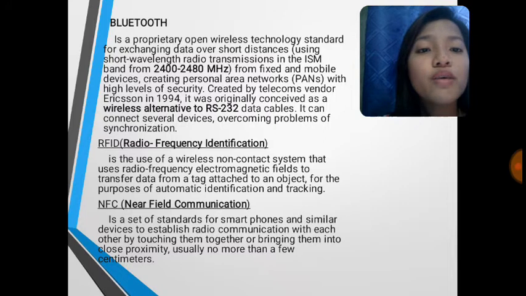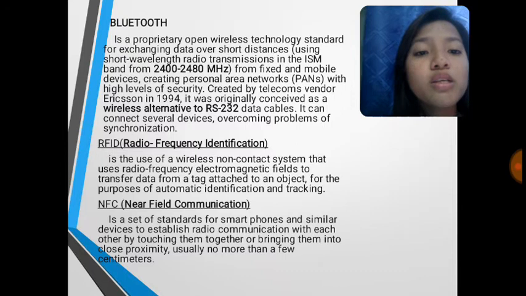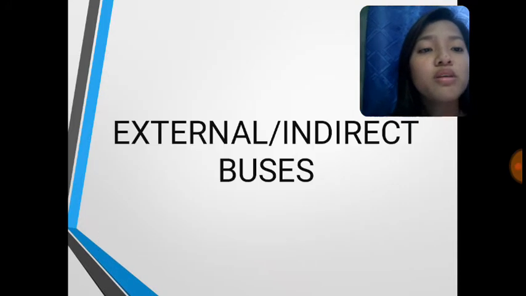RFID, radio frequency identification, is the use of a wireless non-contact system that uses radio frequency electromagnetic fields to transfer data from a tag attached to an object for the purposes of automatic identification and tracking. NFC, Near Field Communication, is a set of standards for smartphones and similar devices to establish radio communication with each other in close proximity, using no more than a few centimeters.